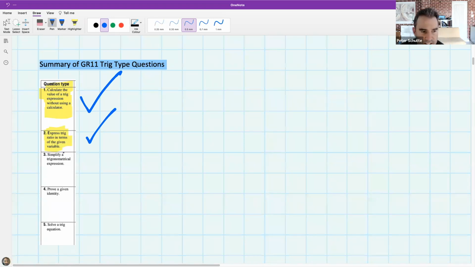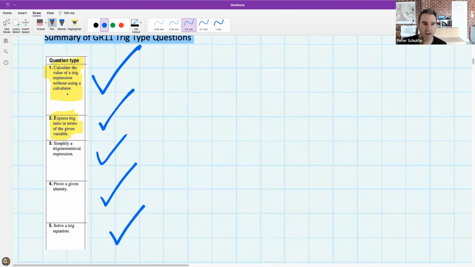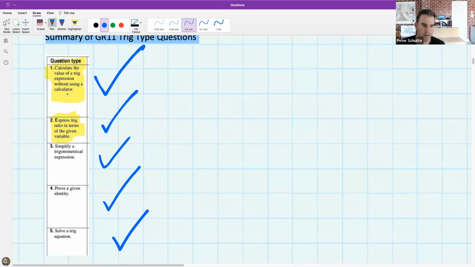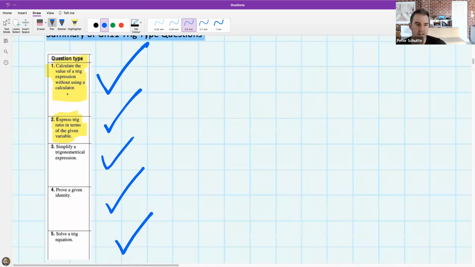The third one is simplify a trig expression. The fourth one is prove a given identity. And the final one is solve a trig equation for a general solution. These are the types of questions that in this unit we are going to be working towards mastering. Some people want me to zoom in a bit more. I can zoom in a bit more. Again, I'll come back to this later. I just wanted to give you the overview to start with. So these are the 5 types of questions that we need to build up knowledge for.